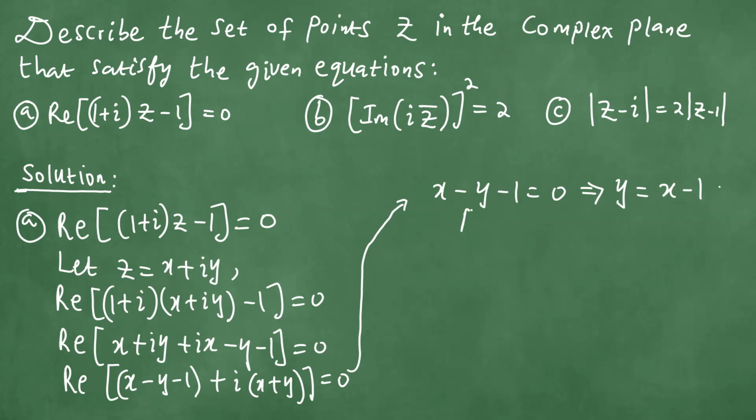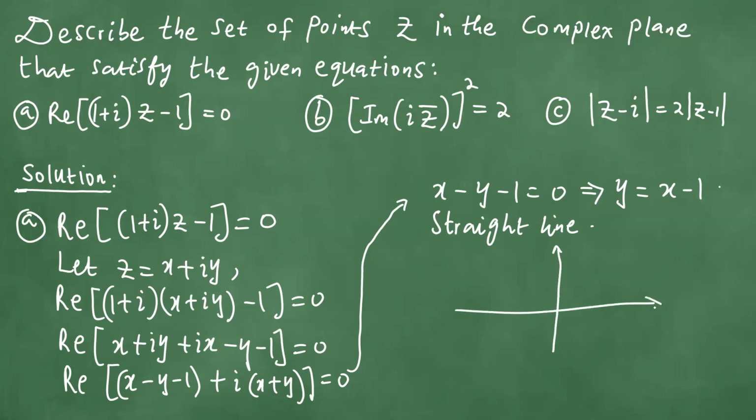Obviously, let's first include the description here. So what kind of a set is this? This one is actually a straight line. And this straight line can be graphed in what we call the Argand diagram. We can sketch it.